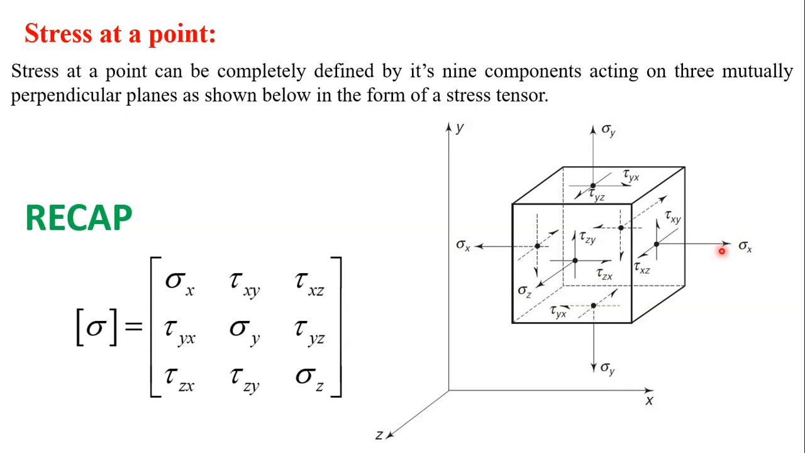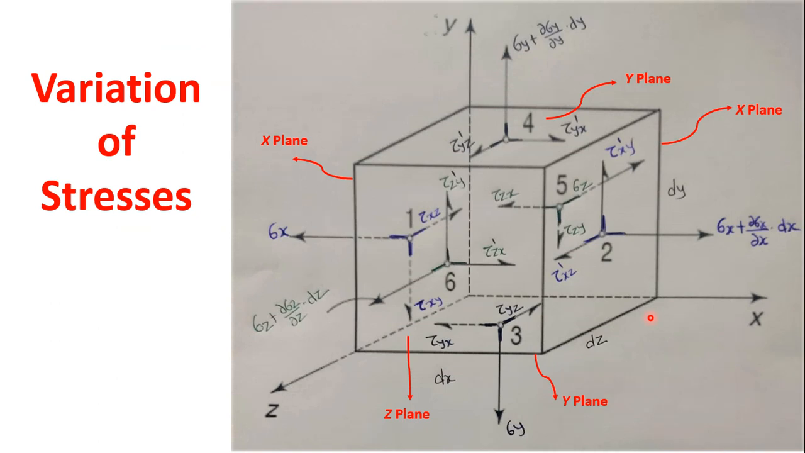On the x plane 3 components are acting: sigma x, tau xy, and tau xz. We have already discussed the significance of these letter suffixes. Tau xy means stress is acting on the x plane in the y direction. Tau xz means stress is acting on the x plane in the z direction. So this row shows the plane on which the stresses are acting, while this column shows the direction in which the stresses are acting, and this is called stress at a point. This is the stress matrix.